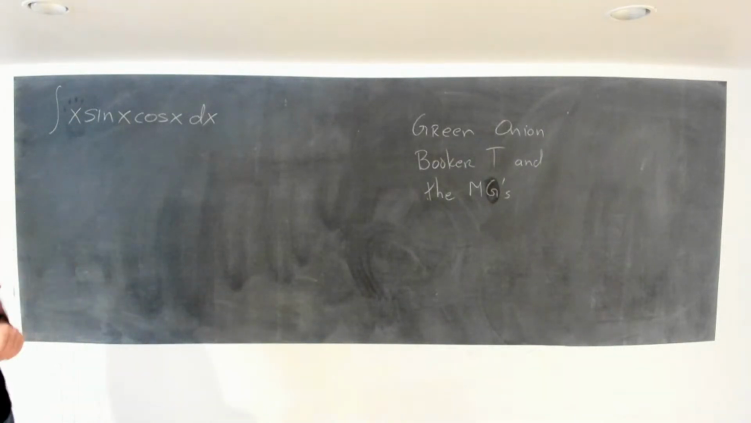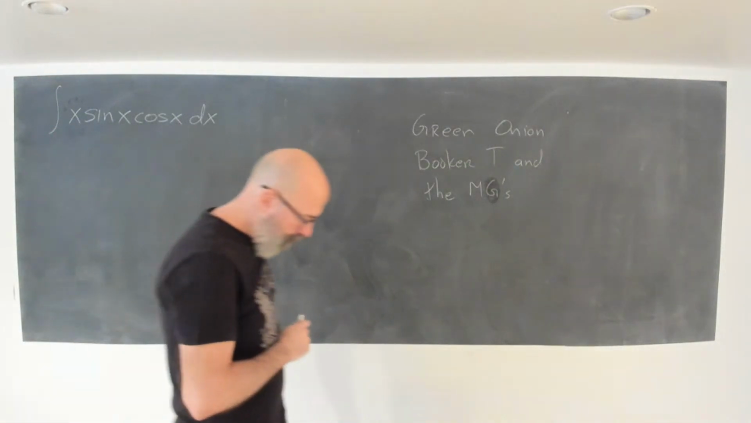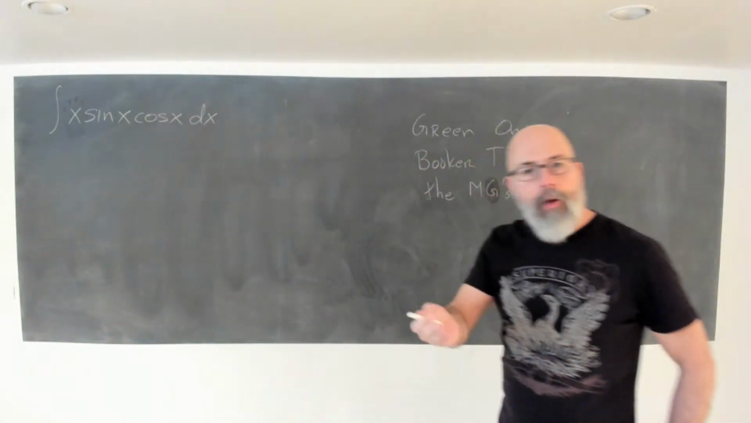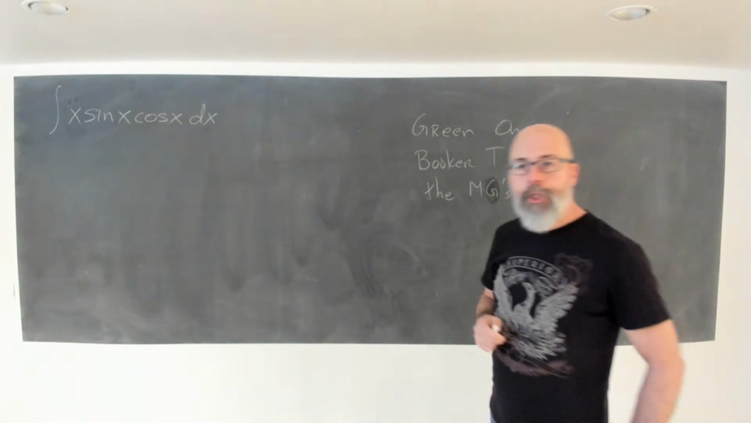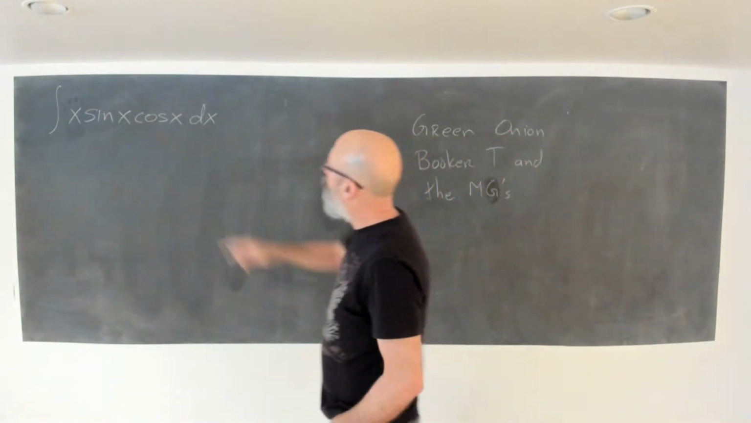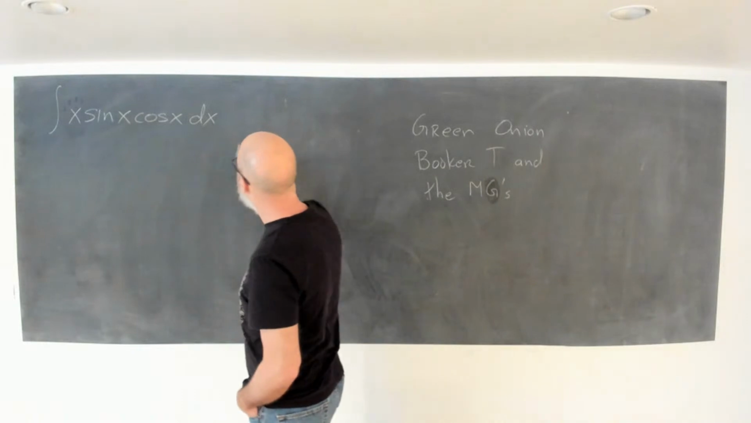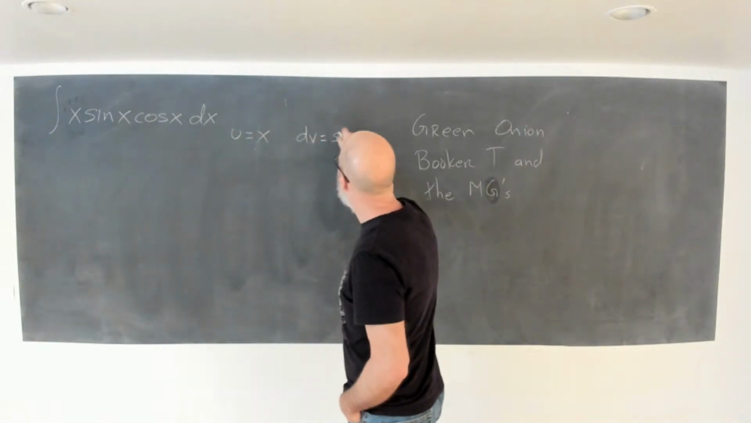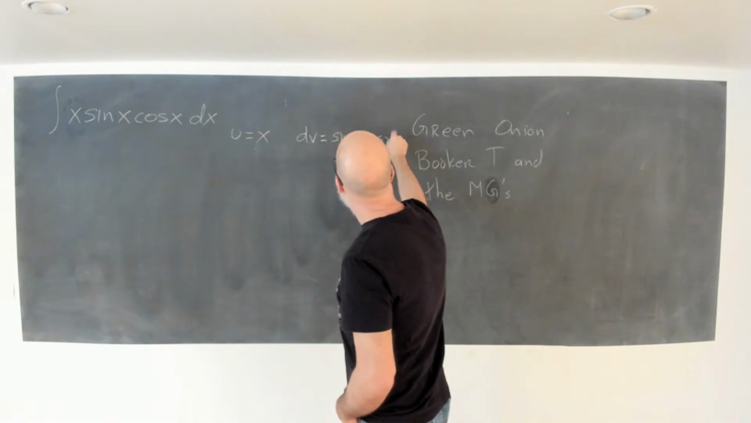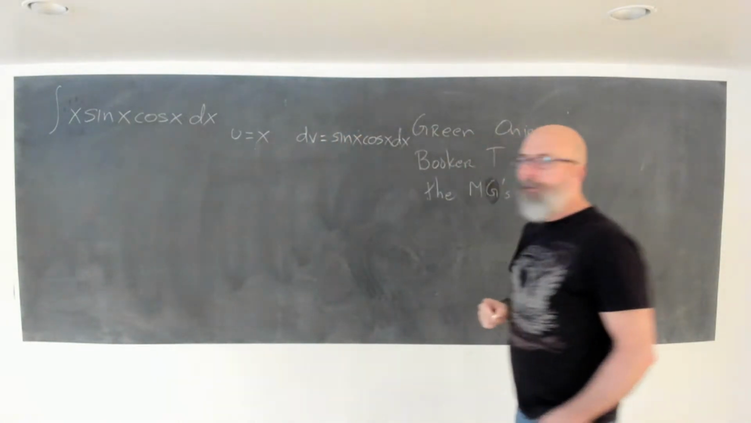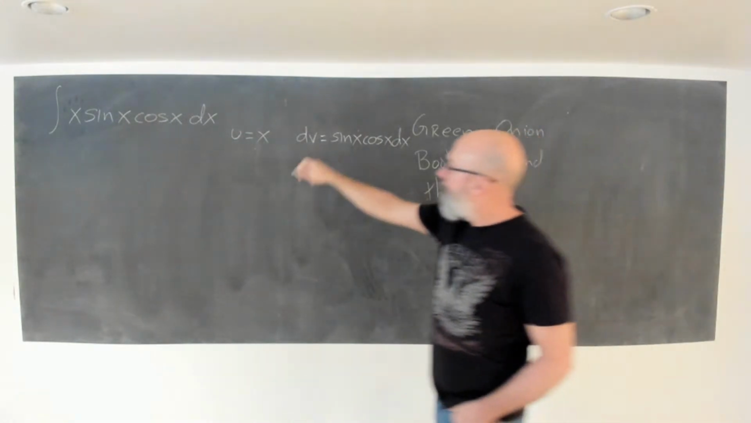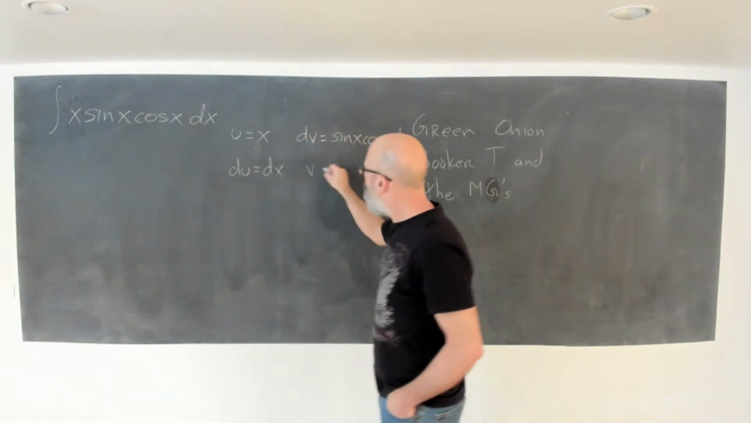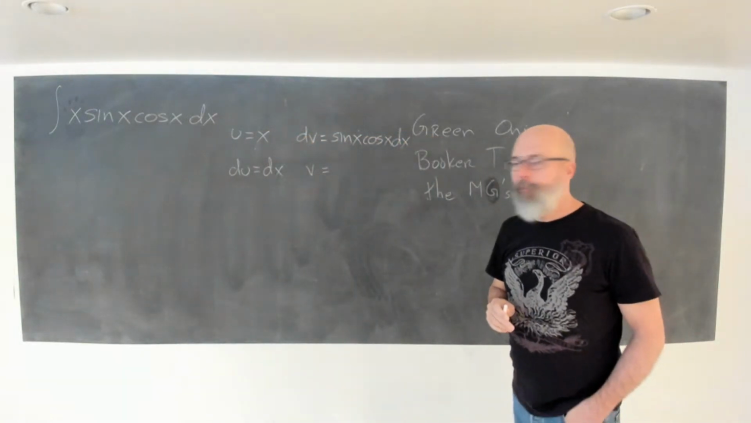So if the x wasn't there, this would be easy. How are we going to get rid of the x? By differentiating it. So integration by parts. u is x, dv is the rest. du is easy to see. v, maybe not so easy.